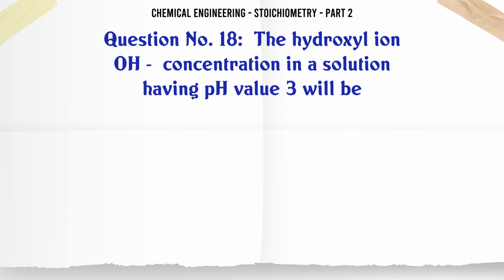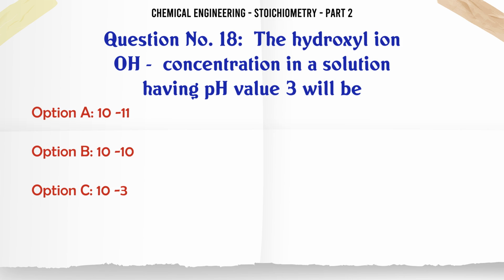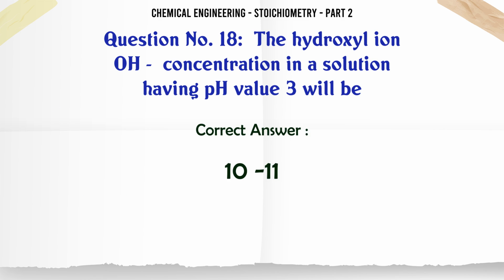The hydroxyl ion concentration in a solution having pH value 3 will be: A 10^-11, B 10^-10, C 10^-3, D 10^-4. The correct answer is 10^-11.